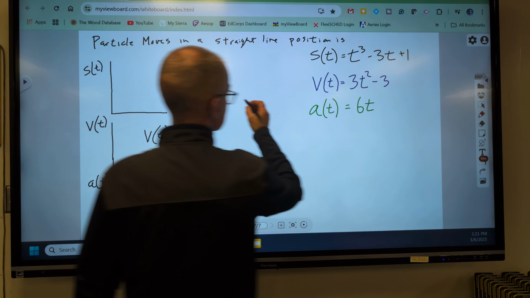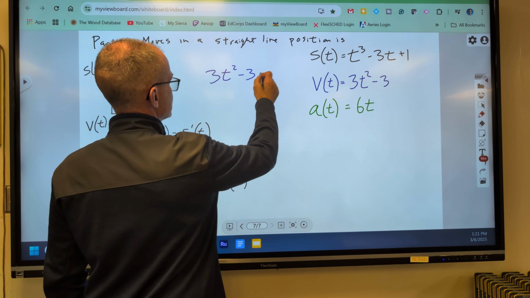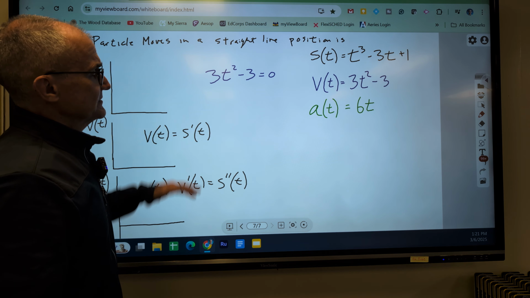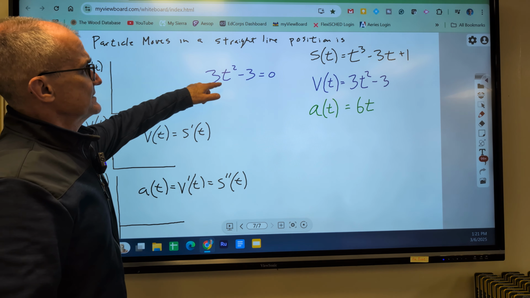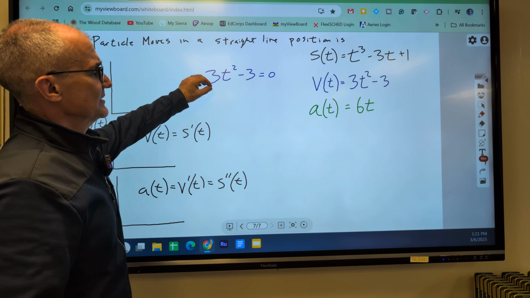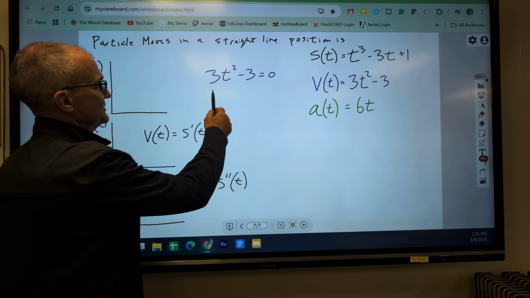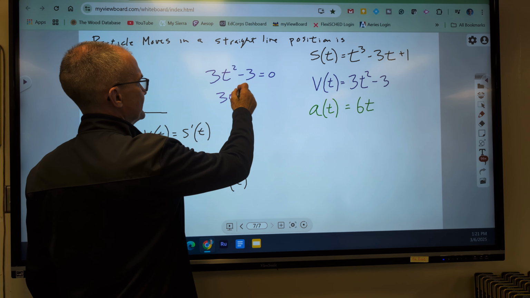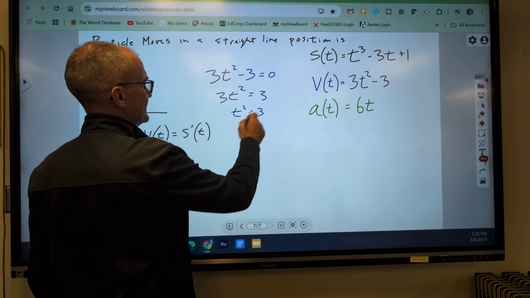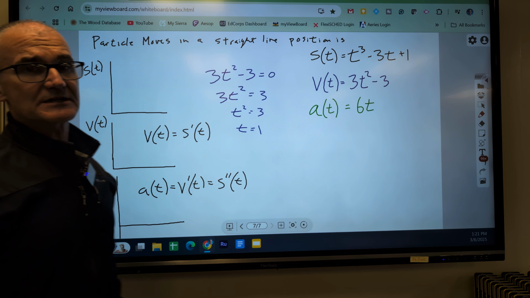I'm going to take my velocity right there, 3t squared minus 3, set it equal to 0, and solve for t. Let me read that wording again: at what time does the particle reverse direction? It's going to move, come to a 0 velocity, and then go the other way. So I'm going to solve for t here. Add 3 to both sides, 3t squared equals 3. Divide both sides by 3, and t is equal to 1 when that particle reverses direction.